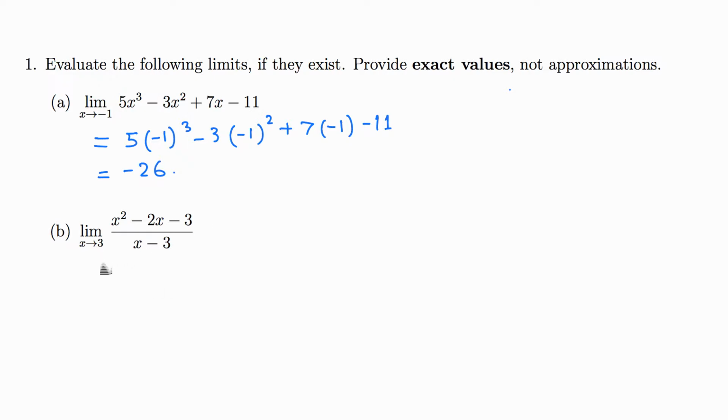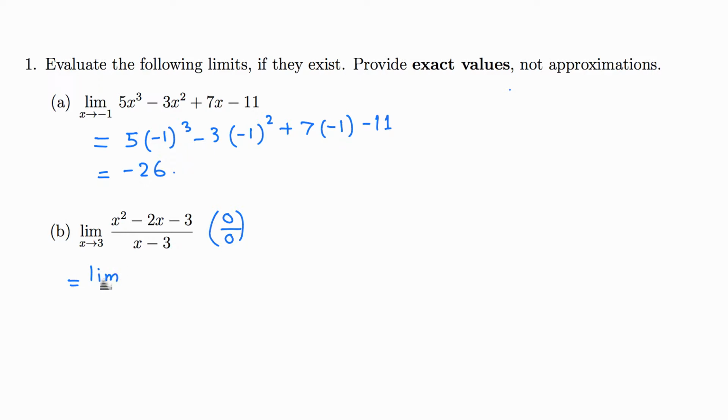Okay, in part B, this is a rational function, and if we plug in x equals 3, we get 3 squared, 9, minus 6, minus 3, just 0 on the top and 0 on the bottom. That means we have to simplify this fraction before we can plug in x equals 3.